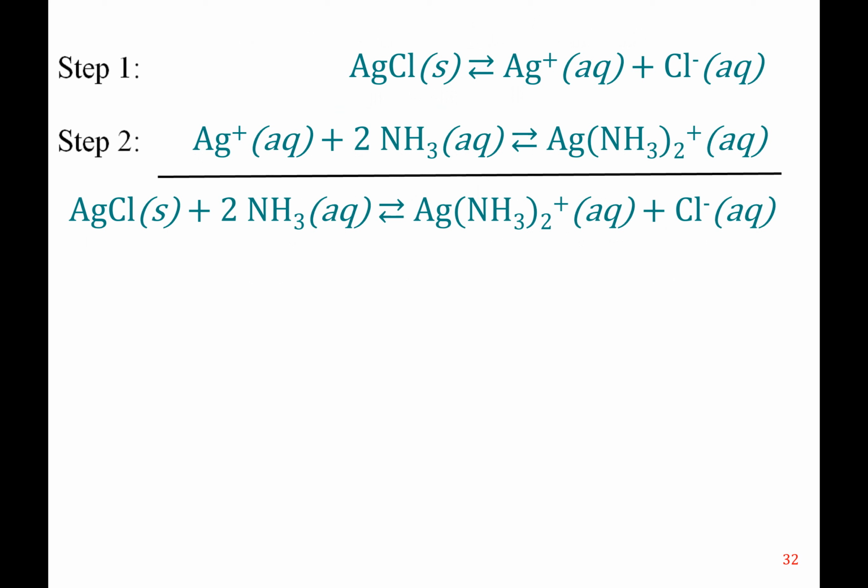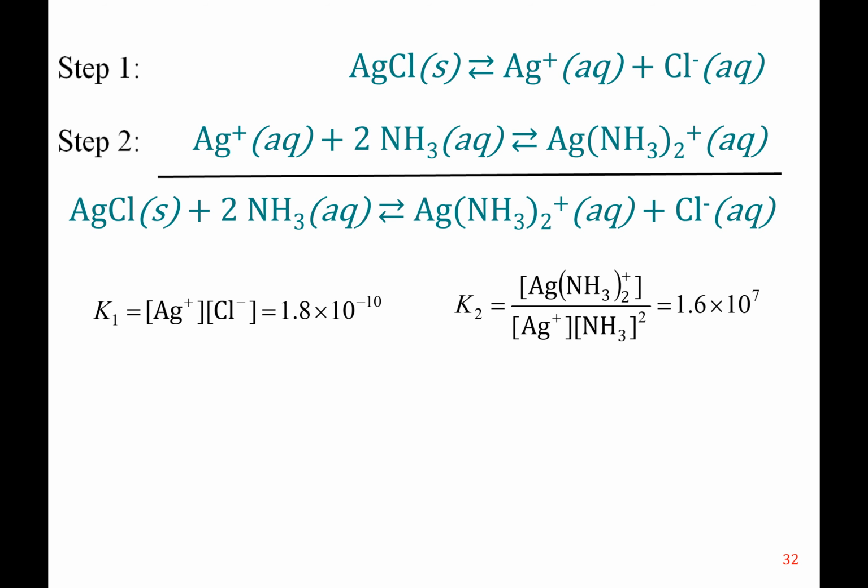Okay, so for example, here we have silver chloride giving us silver plus and Cl minus, and we have a second equation, silver plus 2 ammonia, give us Ag(NH3)2 plus, and that's aqueous. If we add these together, we get silver chloride plus ammonia, give us Ag(NH3)2 plus Cl minus. So we've added them together. So what should we do with our K values?